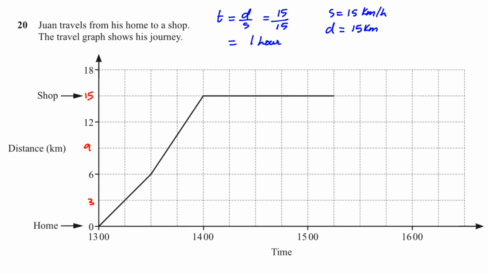So we need to find 1 hour here. We can see that from 15 to 16, there are 4 lines. So each line is 15 minutes. This is 15:15, and we have to complete 1 hour. So it will be here. You have to draw this line. So this is how you will join the line and complete your travel graph.